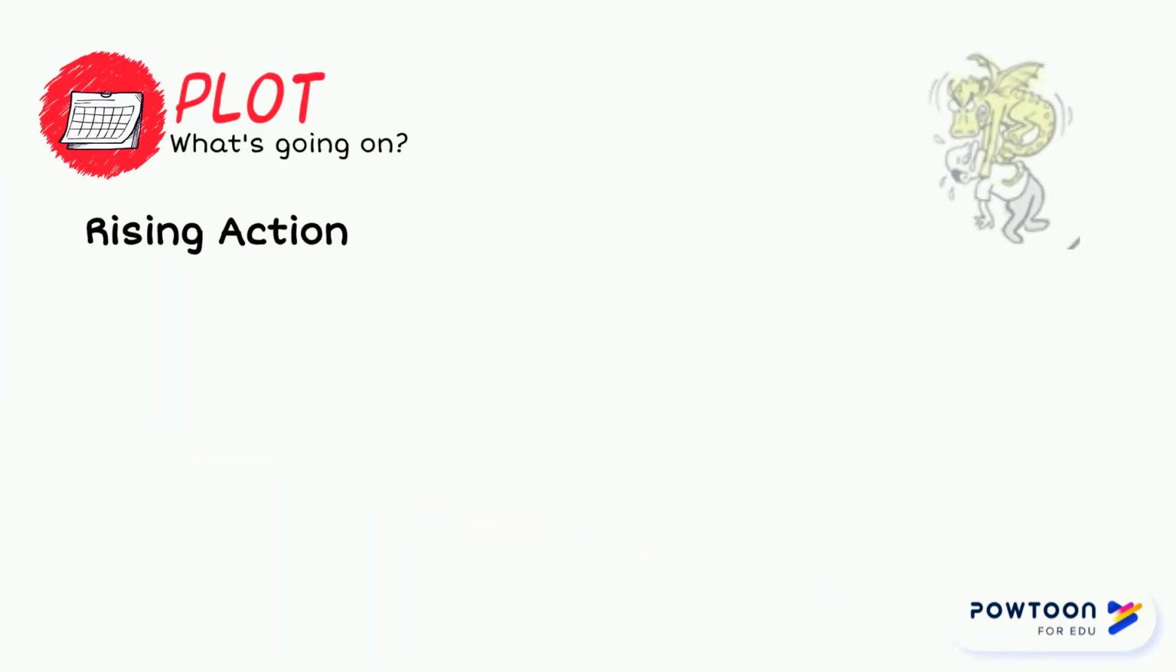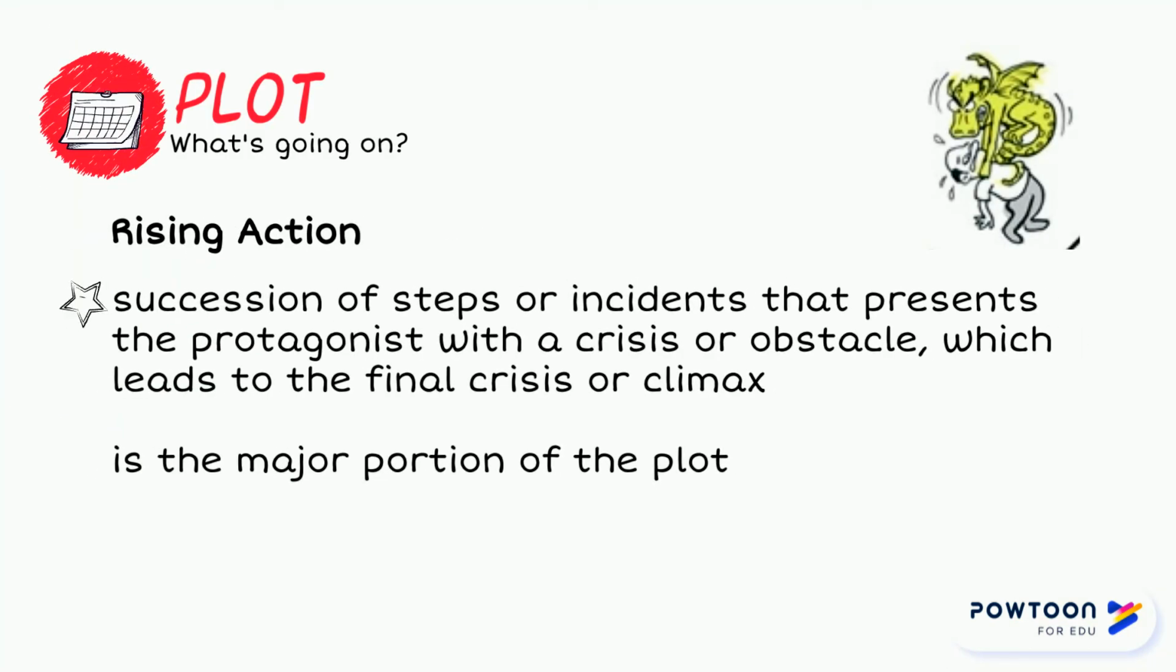Next on our diagram is the rising action. This is a succession of steps or incidents that presents the protagonist with a crisis or obstacle, which eventually leads to the final crisis, which is called the climax. The rising action takes up the majority of the plot, and when you're reading a story, most of the story will be the rising action.